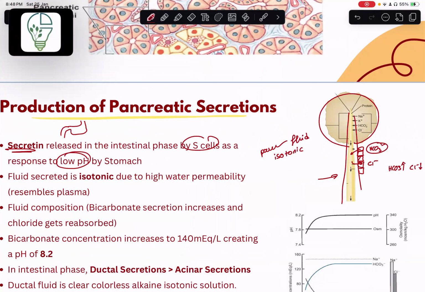So why do we need to neutralize this acid? For two main reasons. The first point is to protect the duodenum because it has less protective mechanisms in comparison to the stomach, and cannot tolerate acidity. And the second point, which is the main point, is the optimum pH of pancreatic enzymes. Pancreatic enzymes have an optimum pH of alkaline environment, which is around 8, 8.2 in that range.